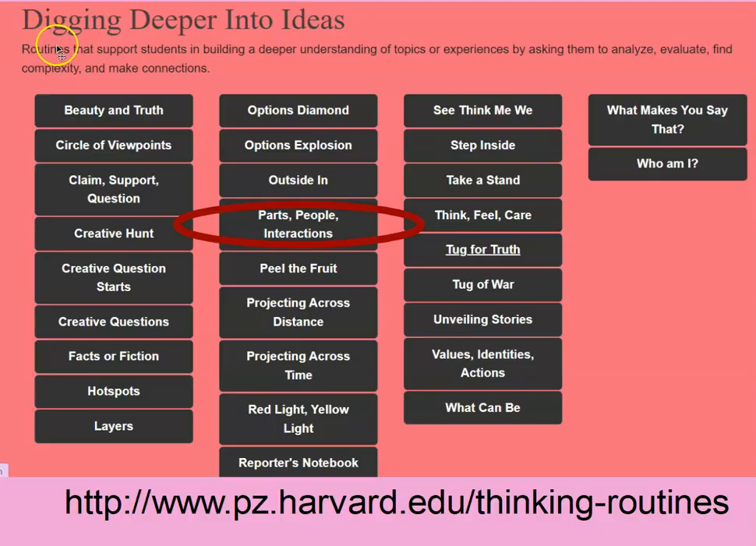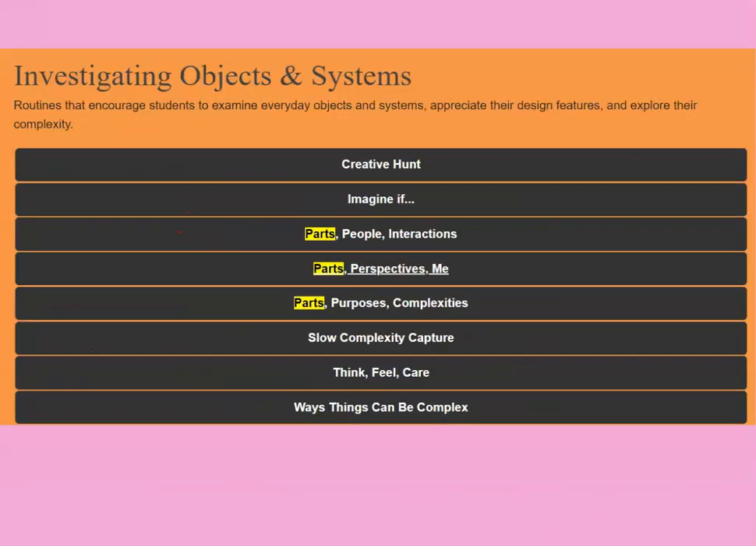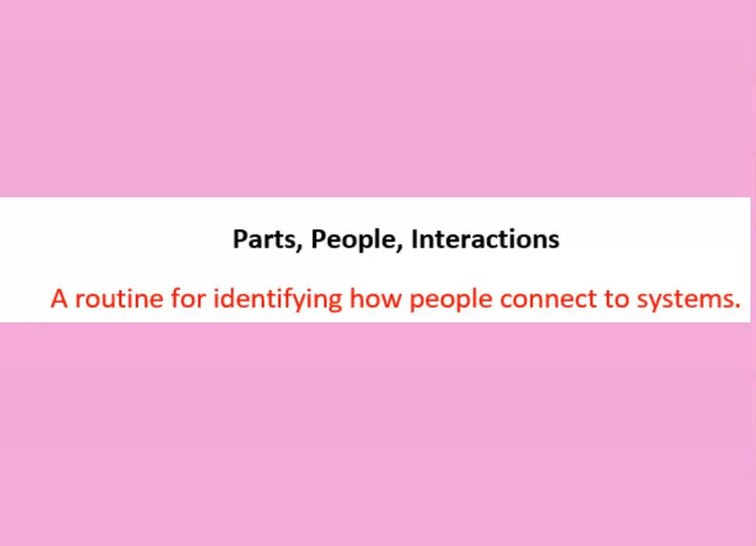So today we're digging deeper into ideas, parts, people, and interactions. And again, this is where it's located, link in the description. So even though we're digging deeper into ideas, Project Zero likes this enough where they also put it in investigating objects and systems. So this is a routine for identifying how people connect to systems.